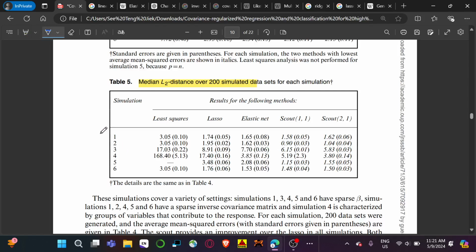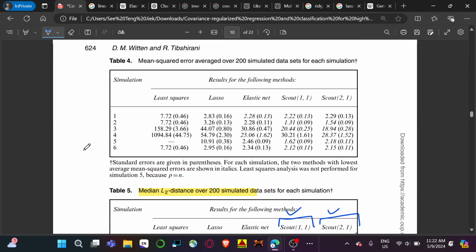So there's 6 replicates of the simulation, I think. If we compare ElasticNet, it's that, and this one's that, but this one's higher, and this one is higher, and this one is higher. Okay, right. So Scout 1 and Scout 1.1 and Scout 2.1 seem to perform better in this simulation experiment.